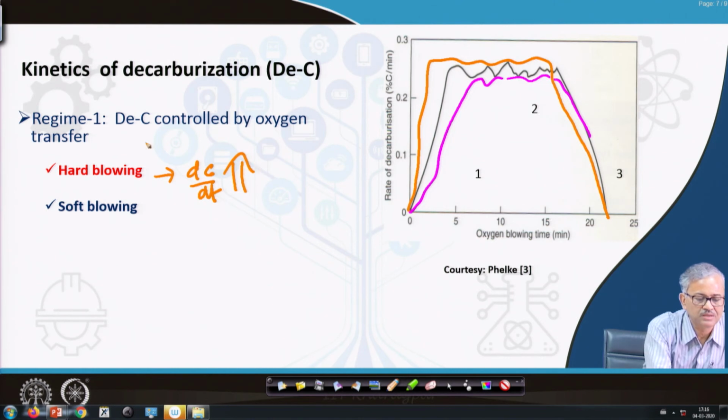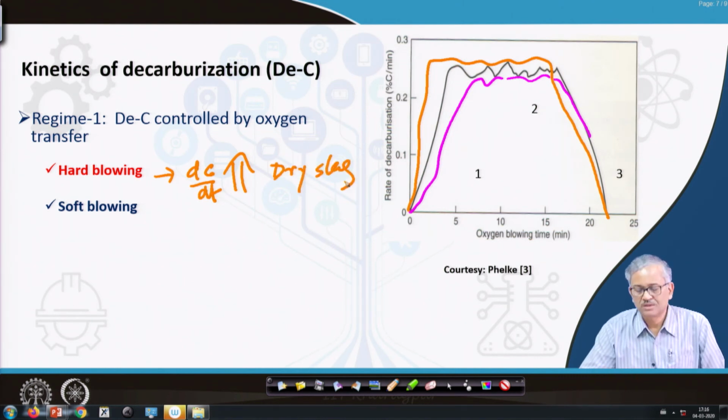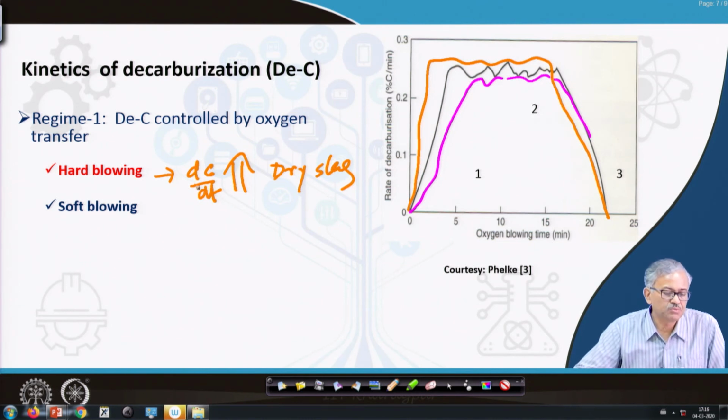This is very high, hard blowing, but your slag can be dry. You can have a dry slag. Okay, that is the two things. The decarburization rate will be very high, but you may have a dry slag.